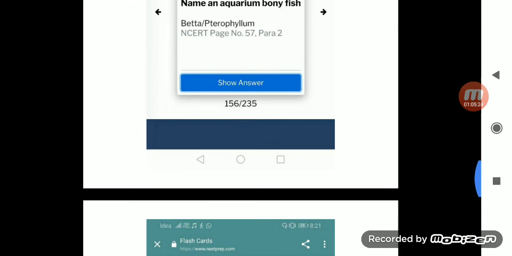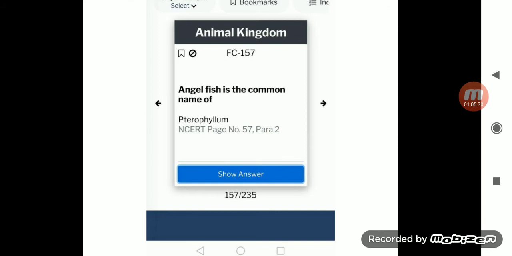Angelfish is the common name of Pterophyllum.